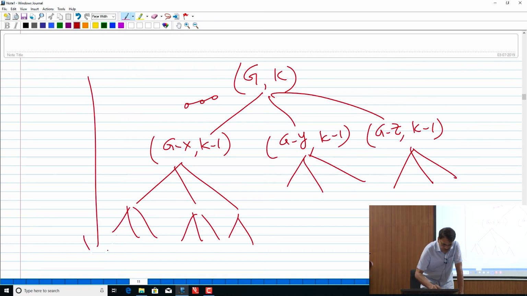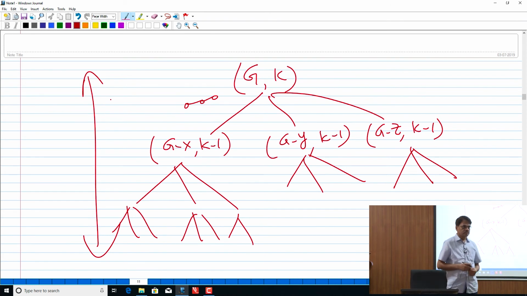How long does this go? What would be the depth? k. Why? Because k is dropping at every step. I start with G_k, k minus 1, k minus 2. Eventually, I'll reach a graph and say, is there a zero deletion set to get a cluster graph?